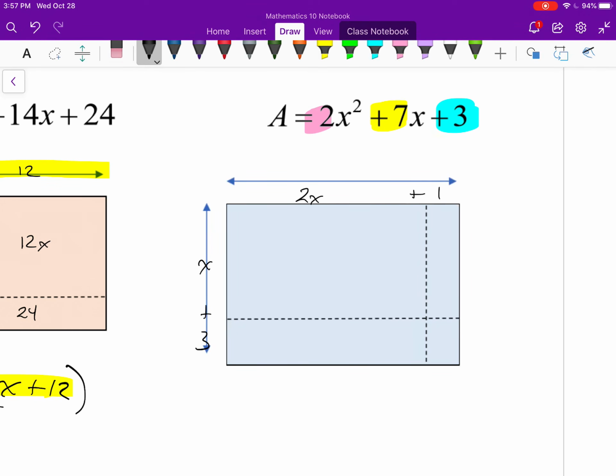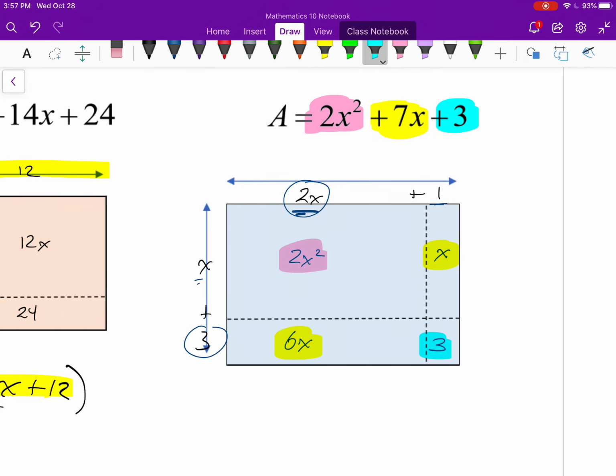And notice I can show it works by multiplying these together. 2x times x is 2x squared. 1 times x is x. 2x times 3 is 6x. And 3 times 1 is 3. Combine like terms. I have 2x squared. I have x plus 6x is 7x. And then a 3 right here. So my length and width are 2x plus 1 by x plus 3.